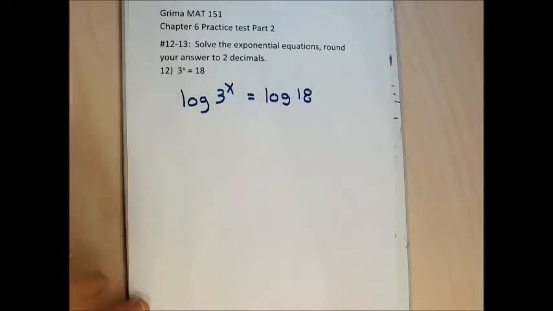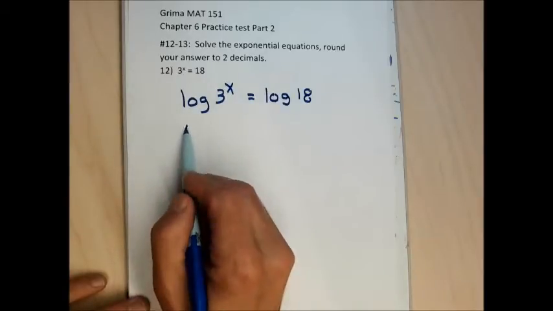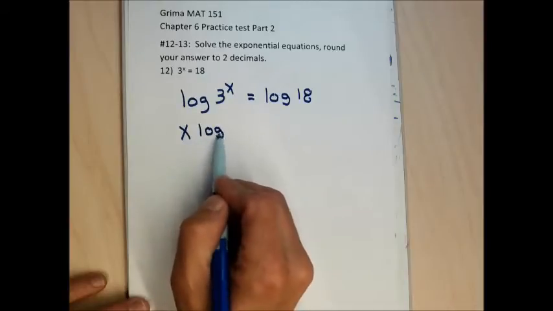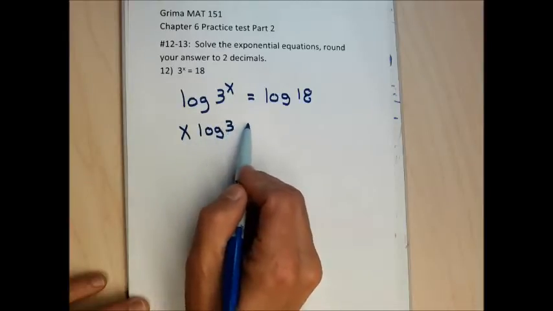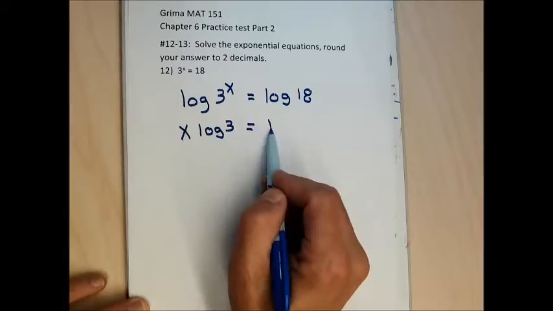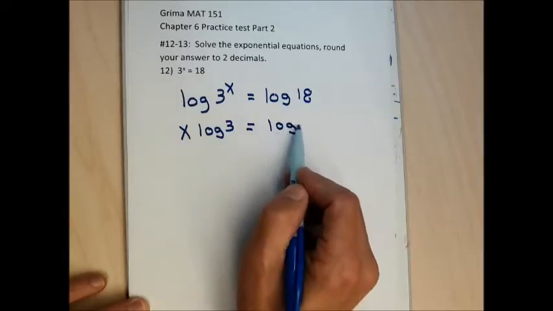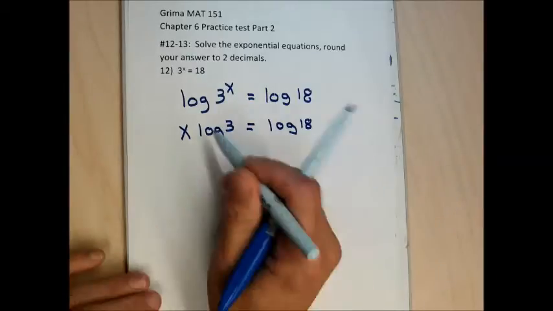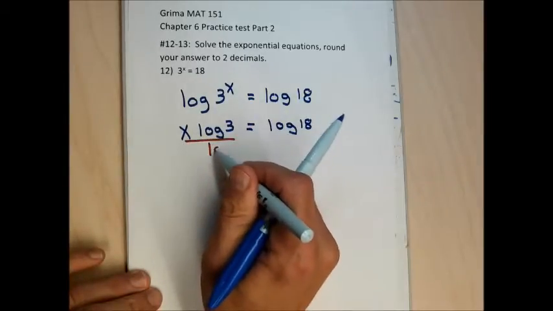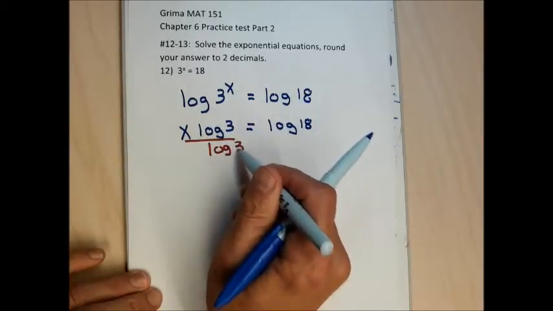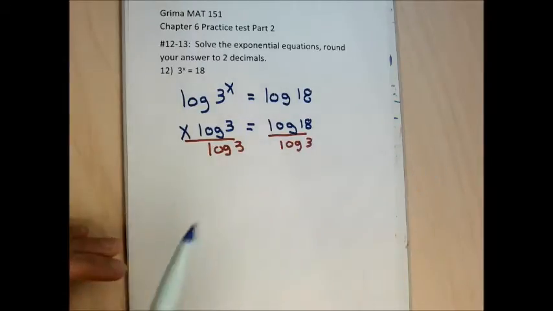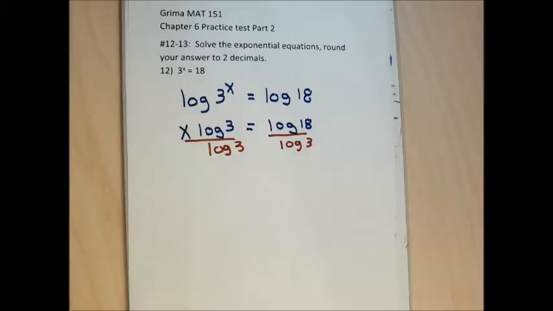I'm going to take the log of both sides, and then on the left-hand side, I'm going to use the rule that allows me to take the exponent and write it in front of the log. So I'm going to rewrite the left-hand side as x times the log of 3 equals the log of 18. And then I'll just divide both sides by the log of 3. On the left-hand side, the logs of 3 are going to cancel.